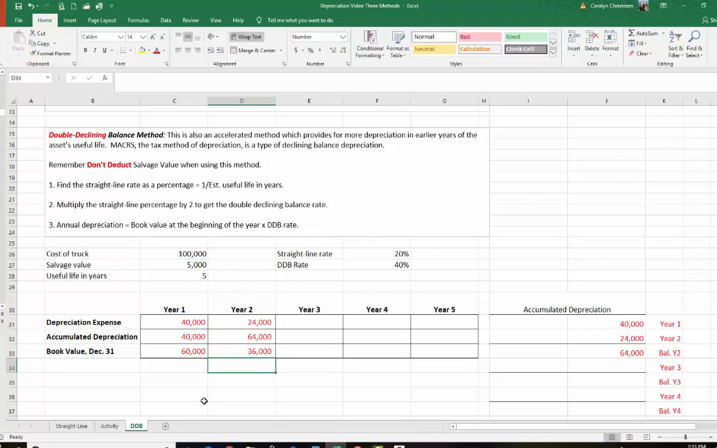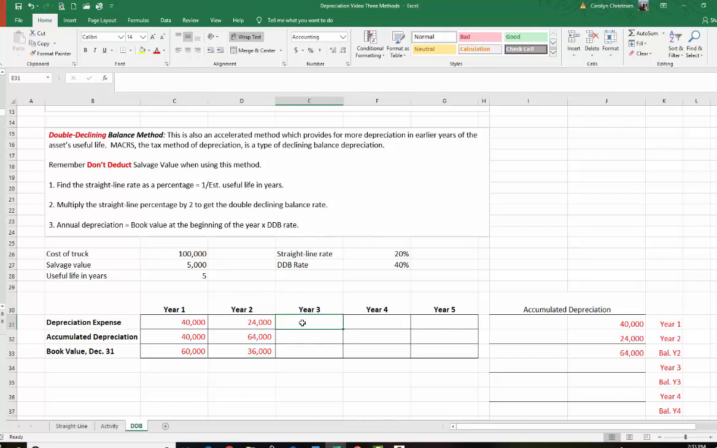Notice how quickly the asset's being depreciated. Remember when we did straight line? When we did straight line, our first year's depreciation was only 19,000. This is more than double that because we're not using the, remember we didn't use the residual value or the salvage value.